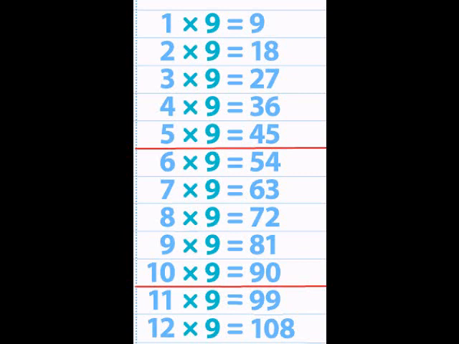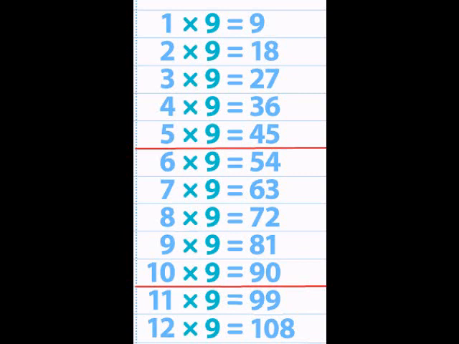Look at this 9 times table. 1 times 9 is 9. 2 times 9 is 18. But if we add the numbers individually, 1 plus 8 equals 9. You get where I'm going. 3 times 9 is 27. 2 plus 7 is 9. 4 times 9 is 36. 3 plus 6 is 9. 5 times 9 is 45. 4 plus 5 is 9.